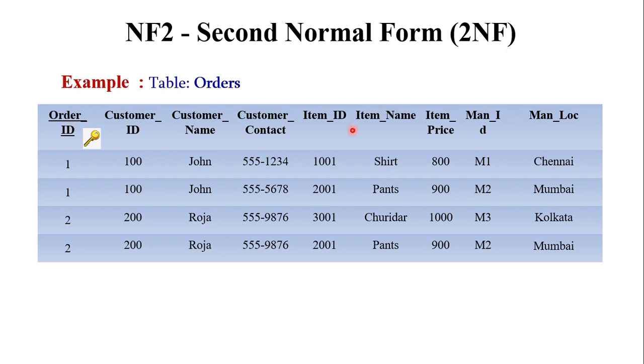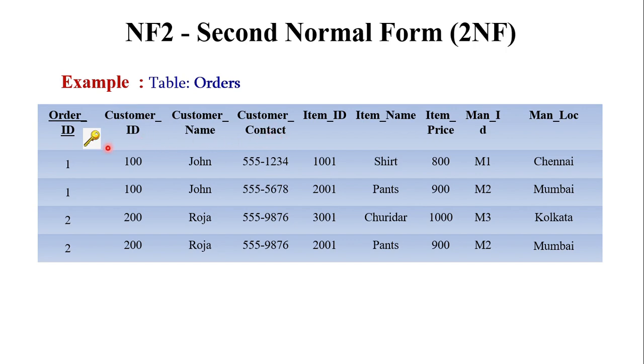But the item name, item ID, item price, manufacturer ID, and manufacturer location are dependent on the order ID. These attributes are fully functionally dependent on the order ID, which means for these columns it is satisfying the second normal form condition. But these three attributes, customer ID, customer name, and customer contact, are partially dependent.